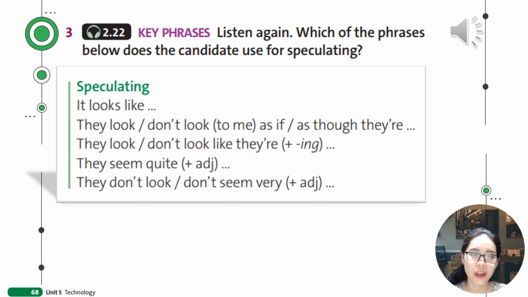Here, there are a few key phrases that you can use. Like it looks like, they look to me as if they are, they look like they are, they seem quite, or they don't look very. Now let's listen again. Which of the phrases below does the candidates use for speculating? You can pause the video clip to listen again and then come back to check the answer with me.